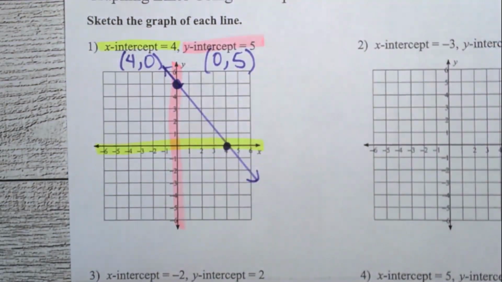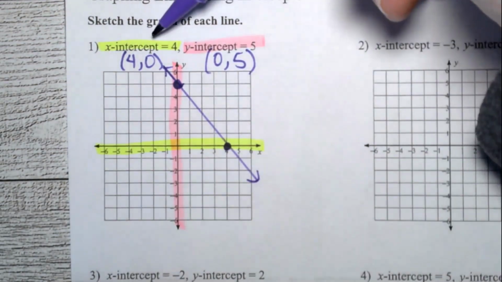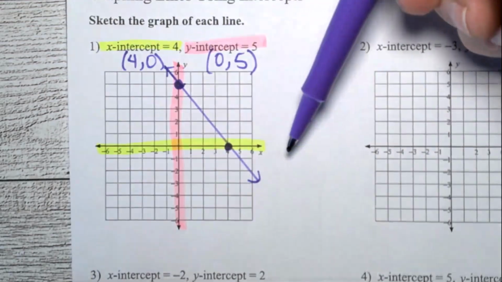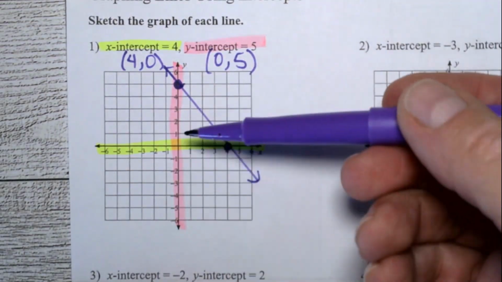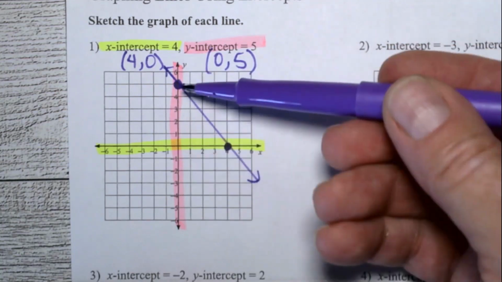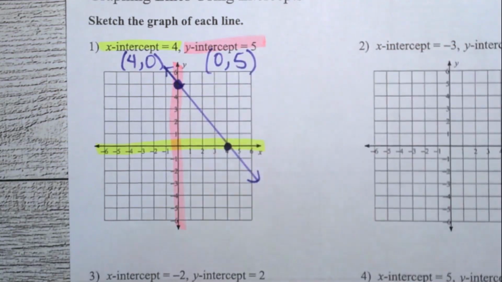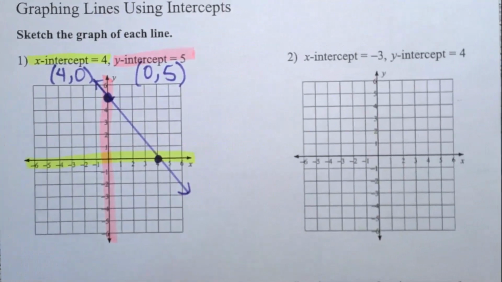I'm color coding, just to make it super clear, that the x-intercept goes on the x-axis right here, and the y-intercept goes on the y-axis. Pretty easy to remember.